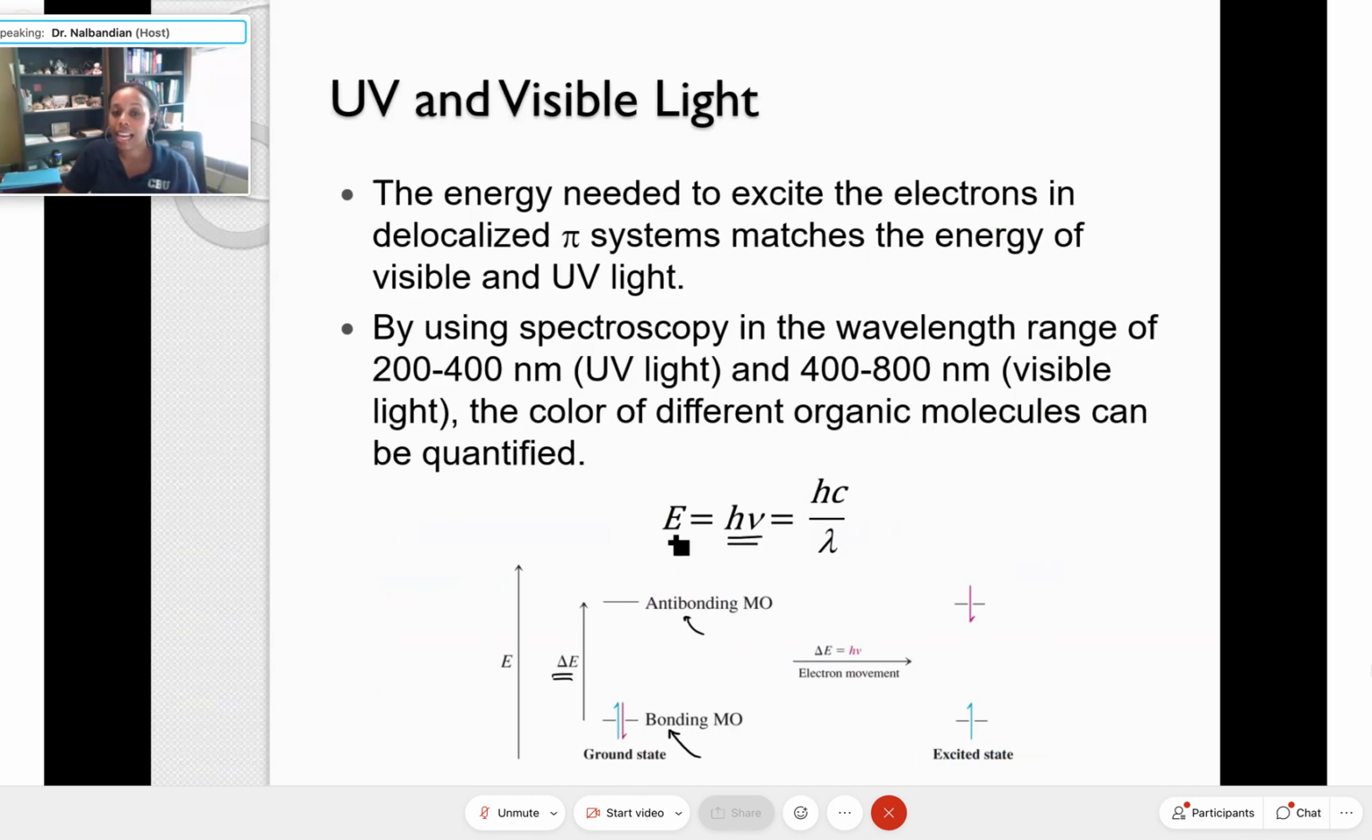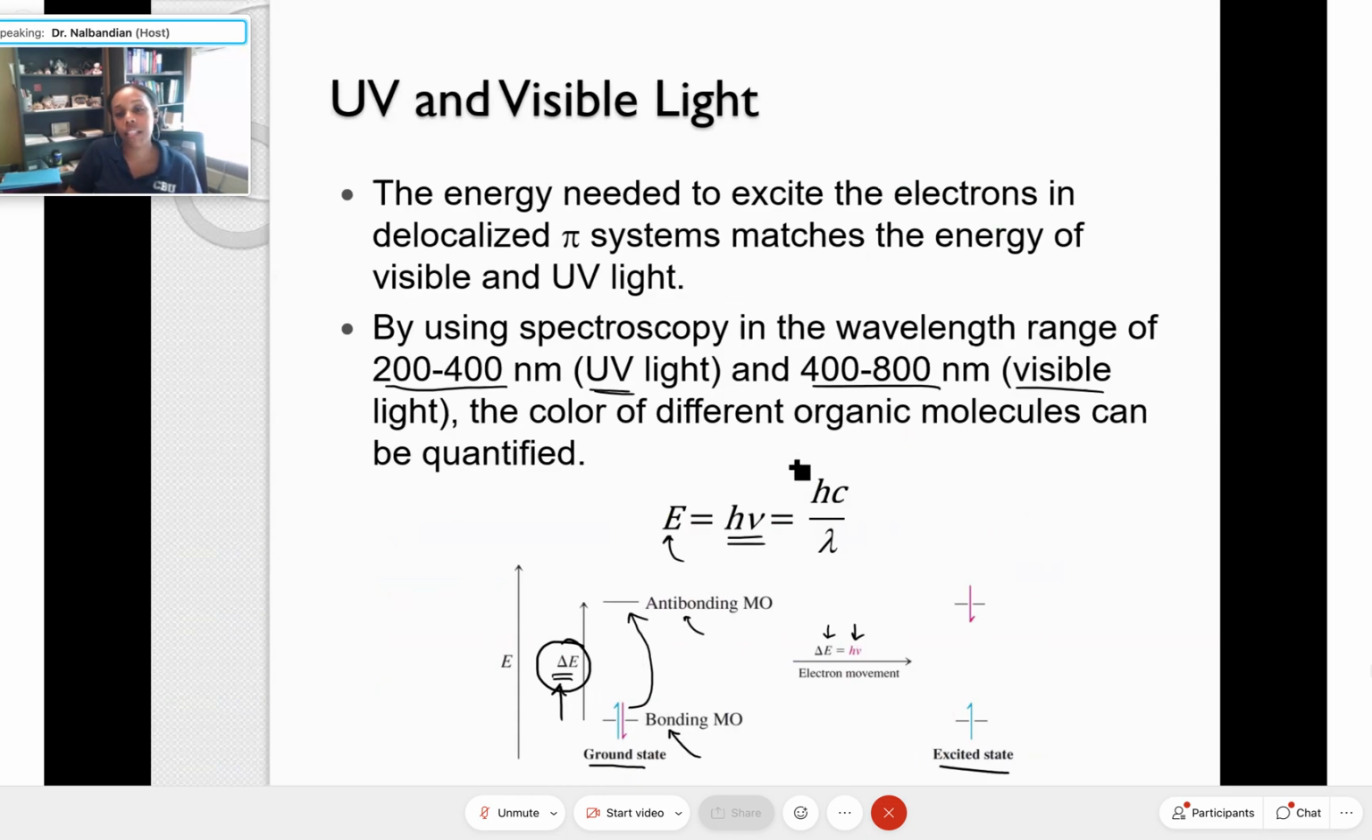If we shine light on this molecule, light, or h nu, is going to have some energy. So if we shine light, let's say UV light, 200 to 400 nanometers, or visible light, 400 to 800, then that light can have energy equal to the change in energy between these two orbitals. If the change in energy is equal to the energy of the light, then we can take one electron and excite it up. We can take this pink electron and move it up to the antibonding molecular orbital, getting us from the ground state to the excited state. If the light doesn't have the right energy, then you can't excite up an electron. But if it has the same energy as the difference between these two orbitals, then you can excite an electron.